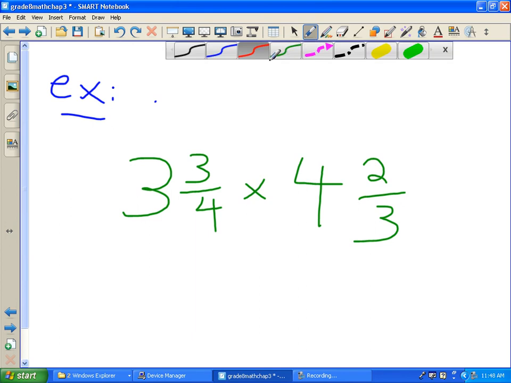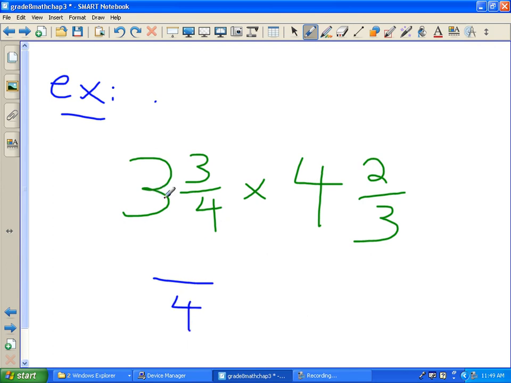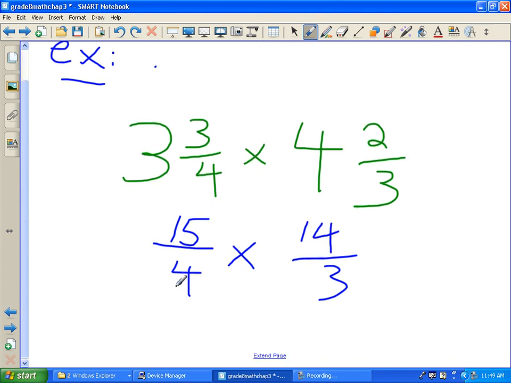Let's try another one. 3 3/4. Well, let's change it to a fraction. 3 times 4 is 12, so let's put our 4 down there. 3 times 4 is 12, 13, 14, 15. Times the next mixed number, 3 times 4 is 12, 13, 14. There we go. Now the only thing left to do is cross simplify.